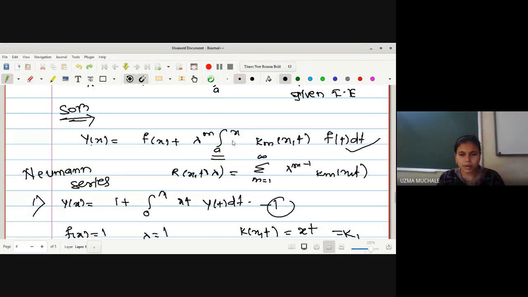Right? So put up and solve the next one, that is plus lambda raised to 2, integration a to x, K2 of xt. Put up the value of K2 of xt, whatever you have found, into f of t, that is 1, plus lambda raised to 3, integration a to x, K3 of xt into 1 dt, and solve the integration.